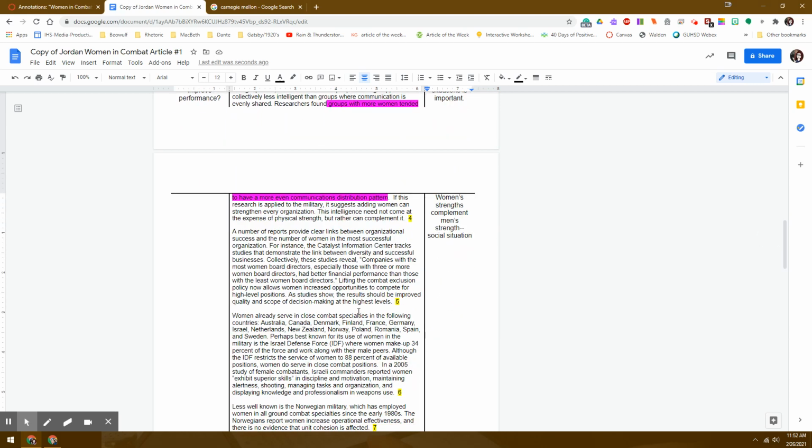Then I'm going to go down here to number 5, or paragraph number 5, and I'm going to keep going. A number of reports provide clear links between organizational success and the number of women in the most successful organization. For instance, the Catalyst Information Center tracks studies that demonstrate the link between diversity and successful businesses. Collectively, these studies reveal companies with the most women board directors, especially those with 3 or more women board directors, had better financial performance than those with the least women board directors.